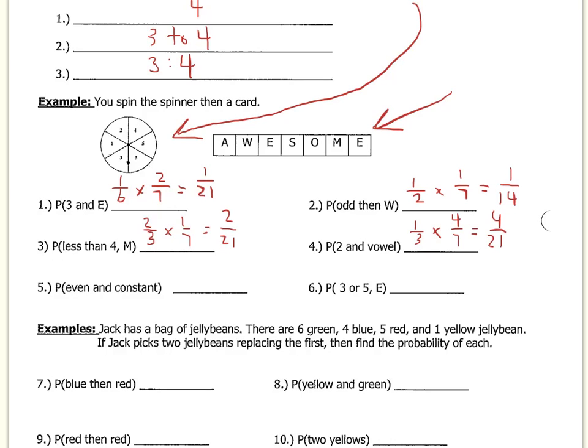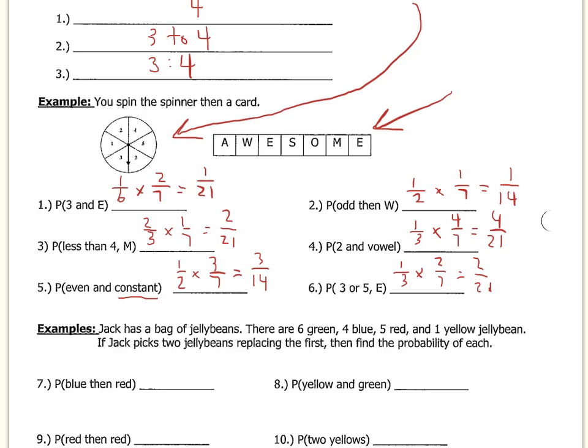An even number, we have a 2, a 4, and a 2. That's a half. And I apologize, this should say consonant, not constant. So W, S, and M are consonants. That's 3 out of 7. We multiply that, we get 3/14. A 3 or a 5, that's 2 out of 6, which is a third, times the letter E, which is 2/7, which is 2 out of 21. So the top 2 here, top group, I should say, we have a spinner and a card.